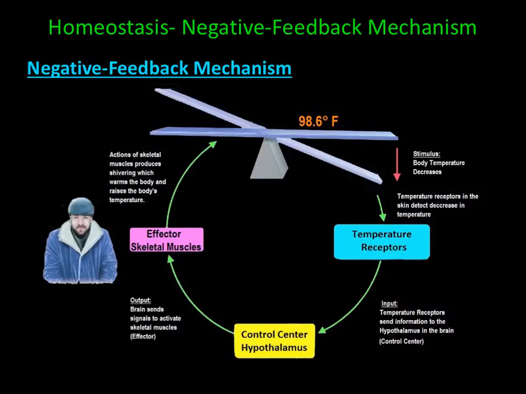Let's take a look what happens when the body gets cold. So when body temperature decreases, again, temperature receptors in the skin detect the decrease in temperature. These receptors send information to the hypothalamus in the brain. The brain then sends signals to activate skeletal muscles. The actions of the skeletal muscles will produce shivering, which warms the body and raises the body's temperature. Shivering warms the body, which opposes the initial decrease in body temperature.